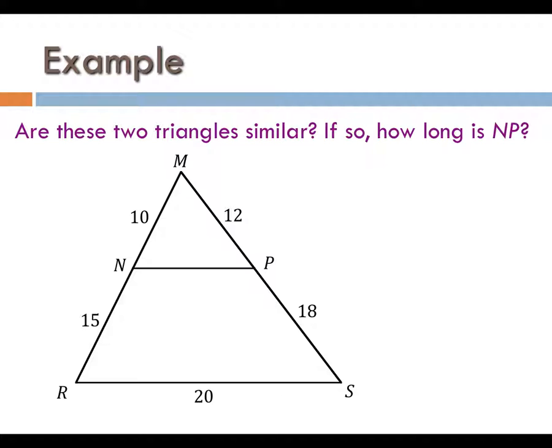Everybody get that? If these two lines are parallel, then this angle has to be congruent to that angle. Why, Alyssa? What kind of angles are those?